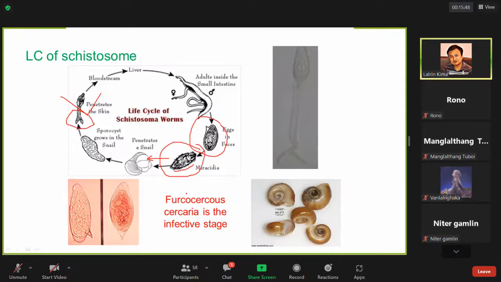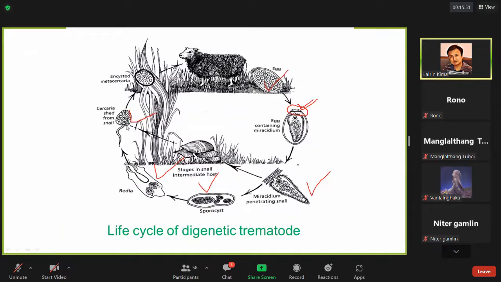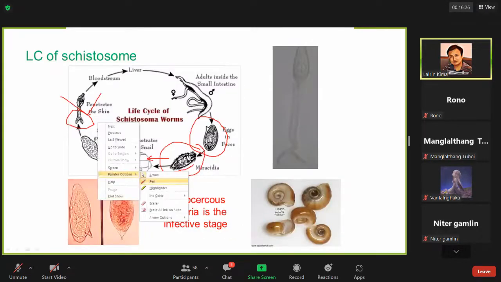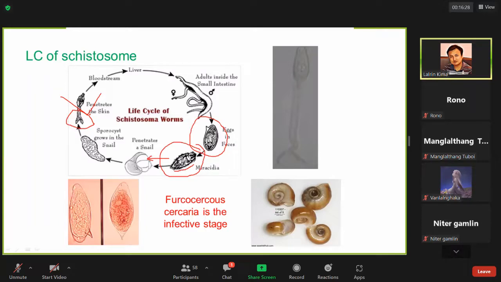Let's compare with the previous one. In the case of the previous one, the cercaria will throw off its tail and subsequently cover itself with a covering, and this we call encystment, or we can say encysted metacercaria. The encysted metacercaria will be ingested by the definitive host, whereas in the case of Schistosoma, the cercaria has a bifurcated tail, which will actively penetrate the host.